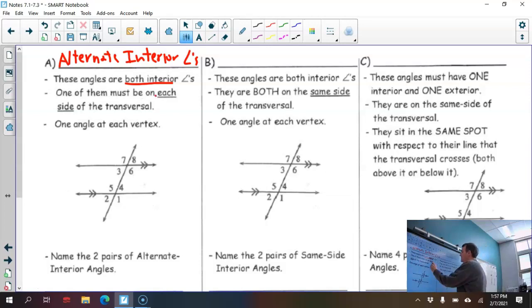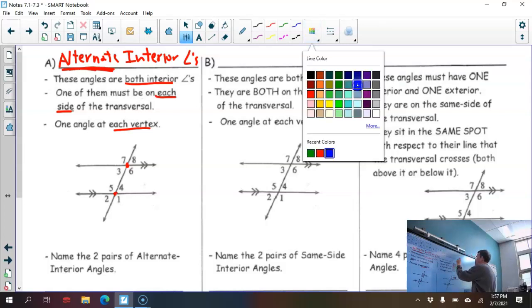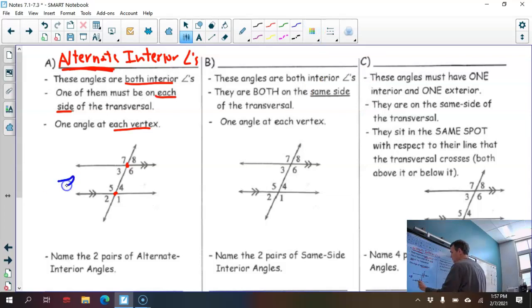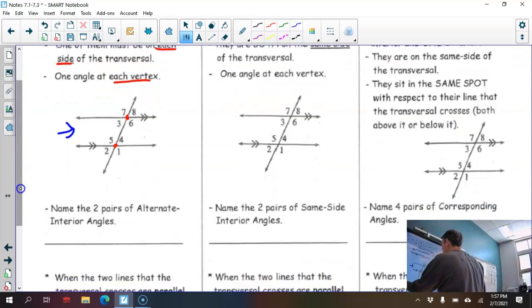One of them must be on each side of the transversal. That's what it means to be alternate. Alternate means they're on each side or opposite sides of the transversal. And you need 1 angle at each vertex, right? There's a vertex here, and there's a vertex here. And there's 4 angles at each vertex, right? Angle 3, 6, 7, and 8 are at the top vertex, and angle 1, 2, 4, and 5 are at the bottom vertex. So on these pairs of angles, we are talking about interior angles, and we need 1 of them on each side. So there are 2 pairs here.